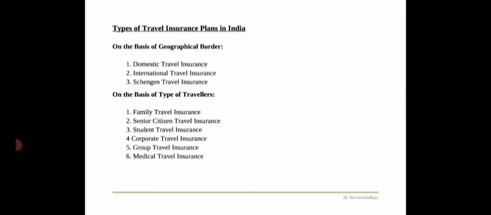And the next one is senior citizen travel insurance. This type of insurance plan has been tailor-made especially for elder people. Most travel insurance companies cover travelers above the age of 60 under such policies, just like health insurance.